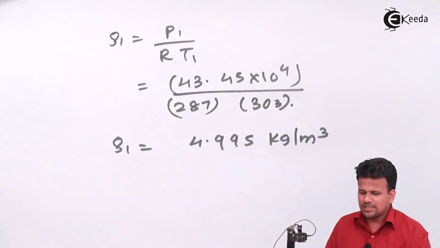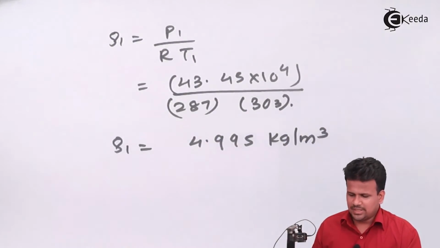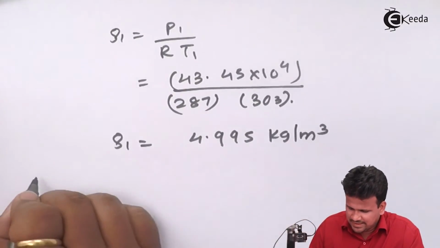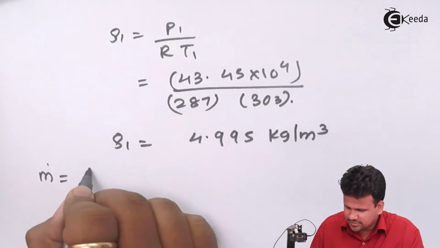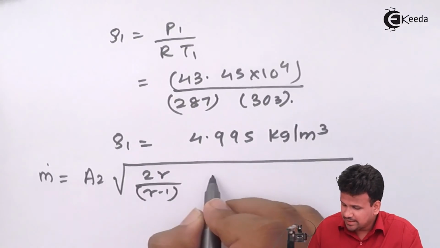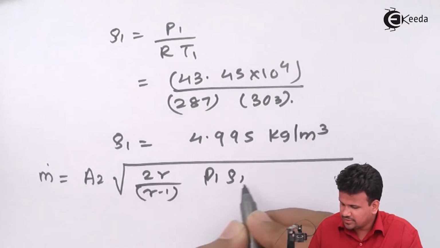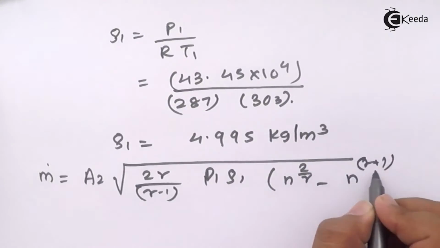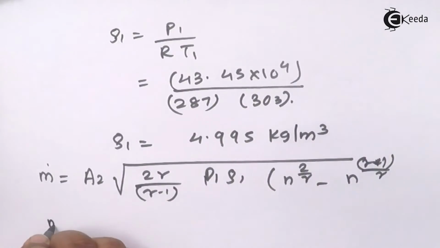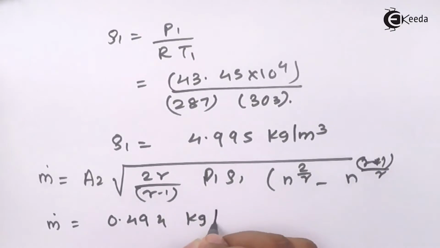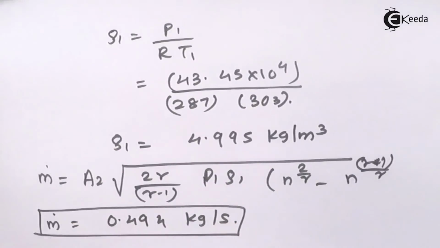If we substitute all these in the value of mass flow rate, we'll get m dot is equal to A2 into square root of 2 gamma upon gamma minus 1 into P1 rho 1 into N raised to 2 upon gamma minus N raised to gamma plus 1 upon gamma. We'll get the value as m dot equal to 0.494 kg per second. So this will be the value of m dot.